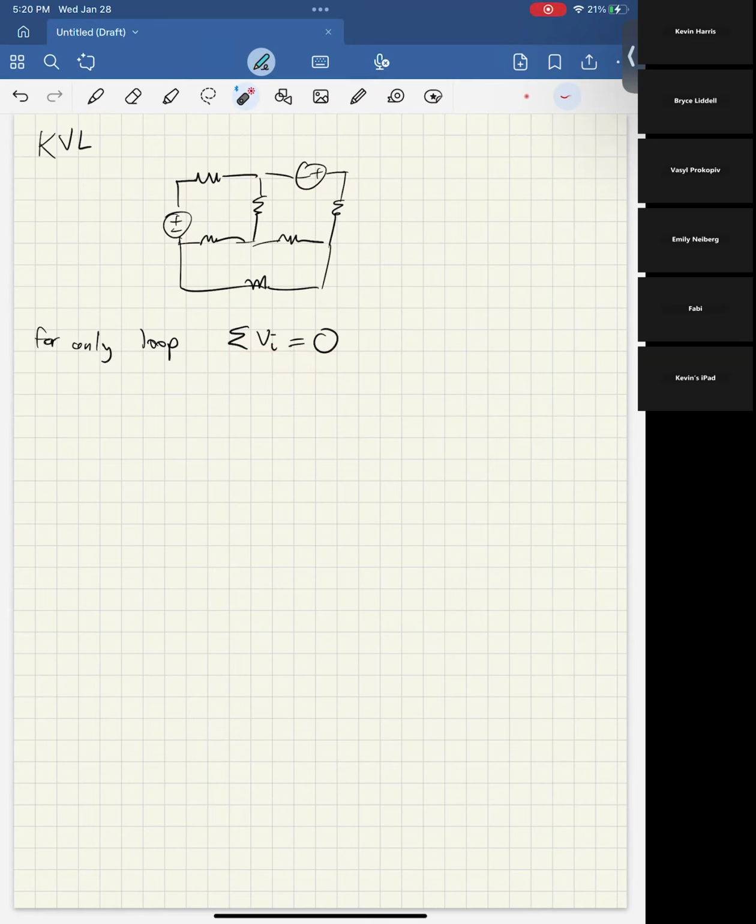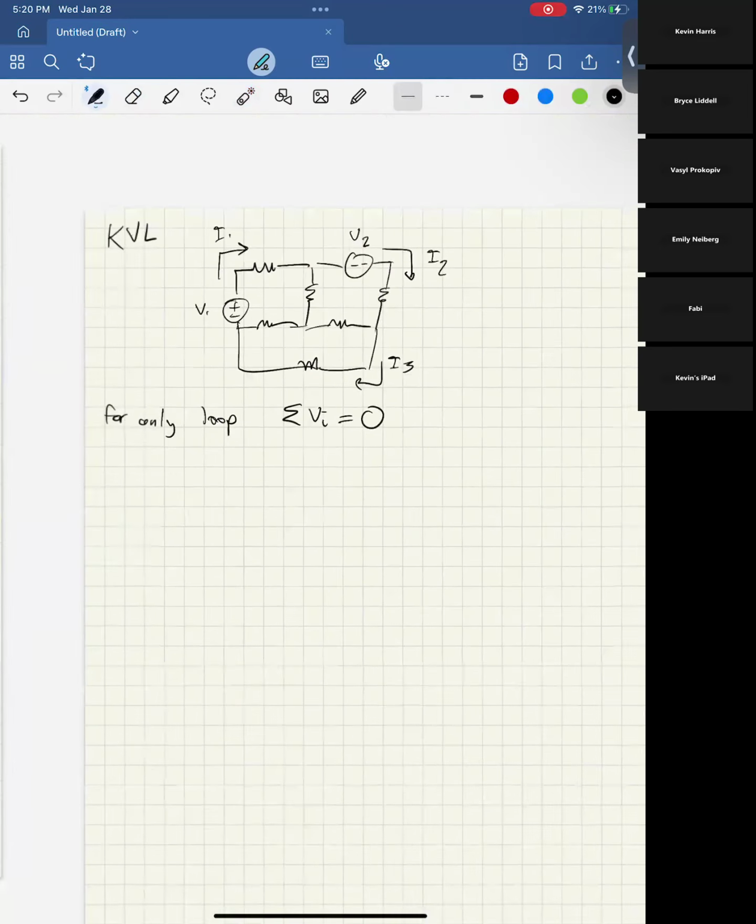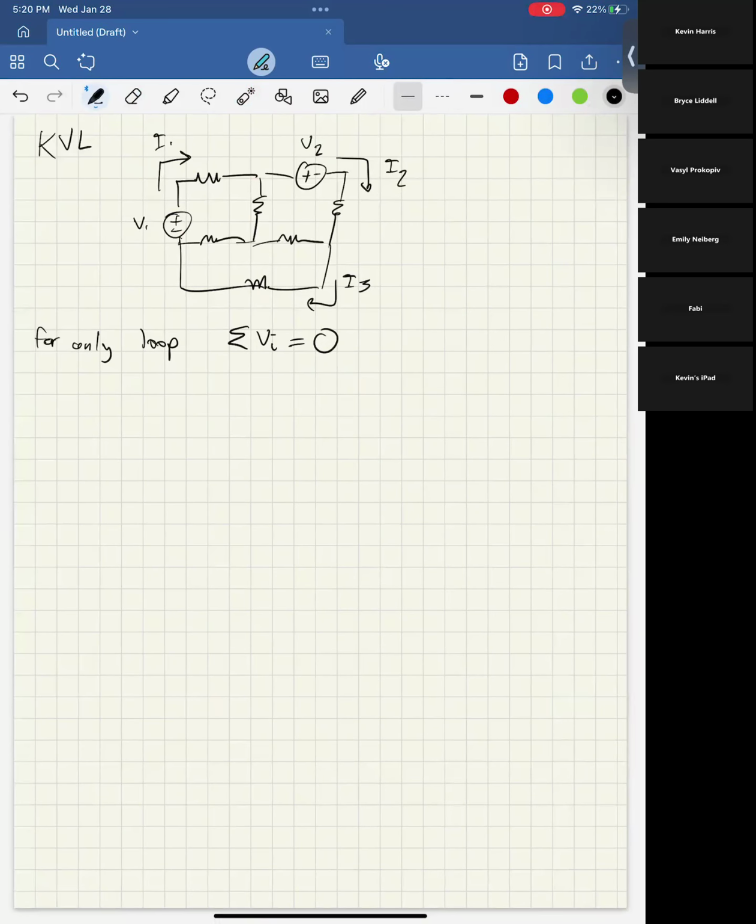The way that you do this, and the way that you hopefully have done it because you've started working on your projects by now, is let's say I label this I1, this I2, and this I3, and this can be V1 and V2. And I'm going to flip around one of these so I can call back to a point I made earlier. Now, if I wanted to write an equation for this outer loop, let's just start at this point. It doesn't matter where you start.